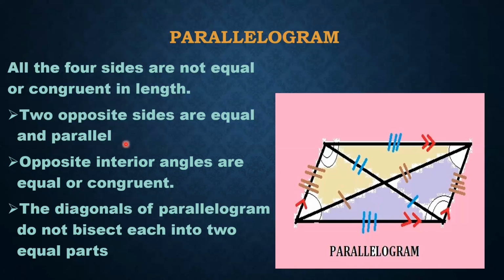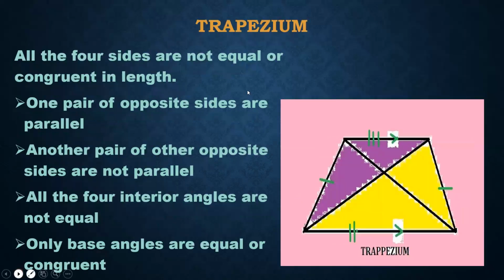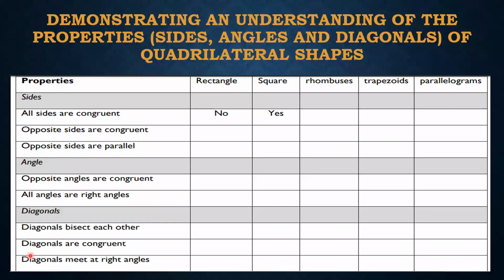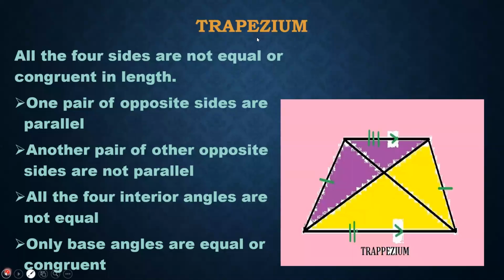Now let's talk about the last one of the quadrilaterals. Now we are going to talk about the trapezium or trapezoid. All four sides are not equal, though it has four sides here, which is also called what? A quadrilateral. And here, it is obvious that you can see the four sides are not equal. All four sides are not equal.